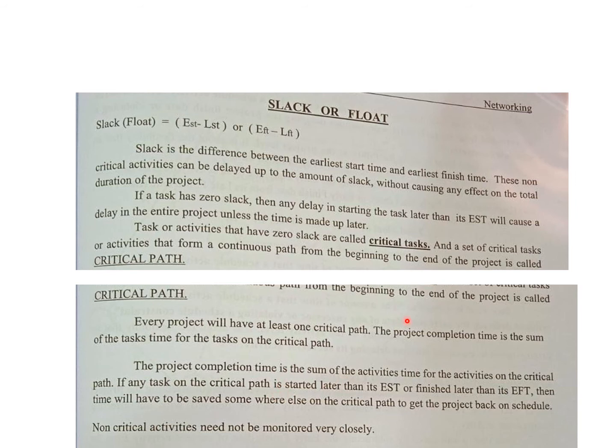So project completion time is the sum of the task times for the tasks on the critical path. If the activities on the critical path are started later than the earliest start time or finished later than the earliest finishing time, time will have to be saved somewhere, which is what we talked about just now, to get this project back to schedule.